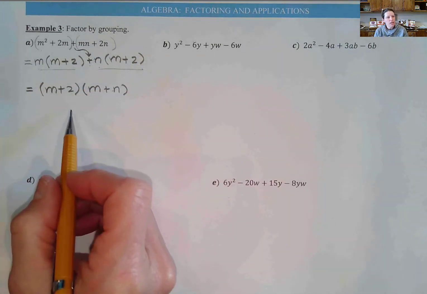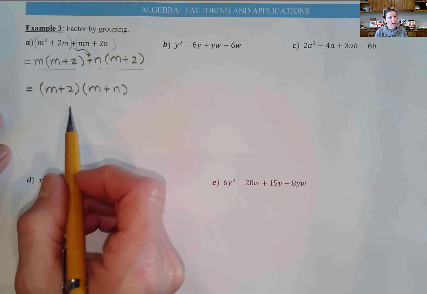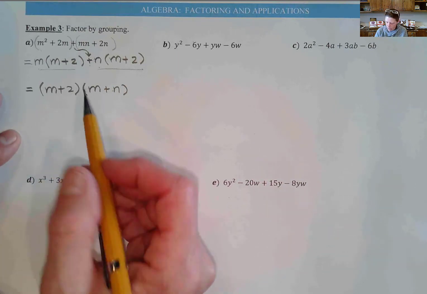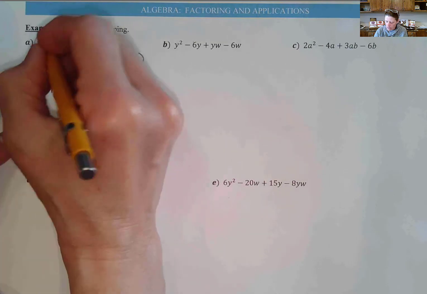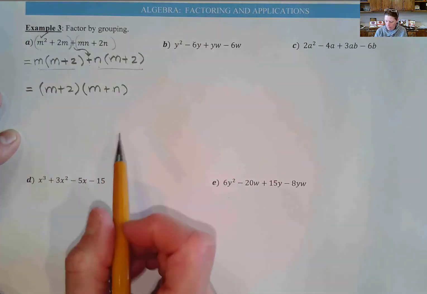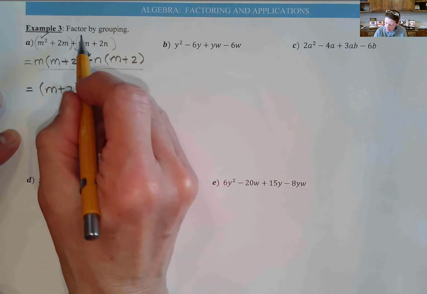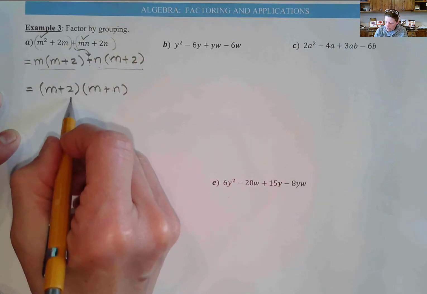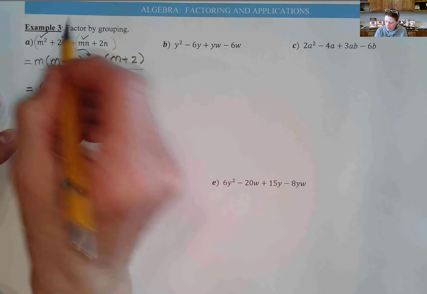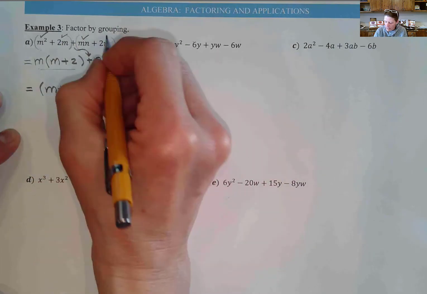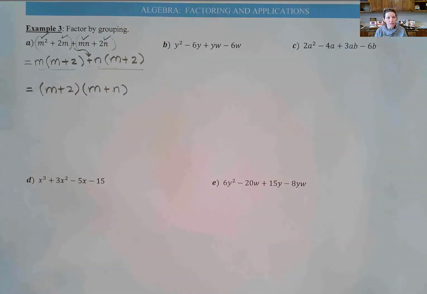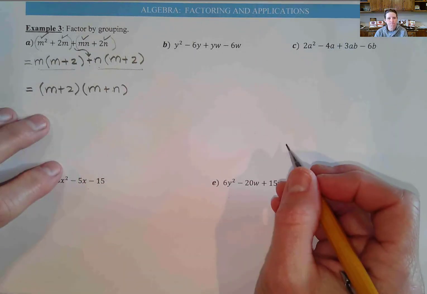And how do we check this? Well, we can check it by multiplying back, and let's just do that quickly. M times m is m squared. Outer product m times n. Inner product 2m. And lastly, plus 2n. So as we multiply those binomials, we get precisely the expression that we started with. So we know we've done that correctly.